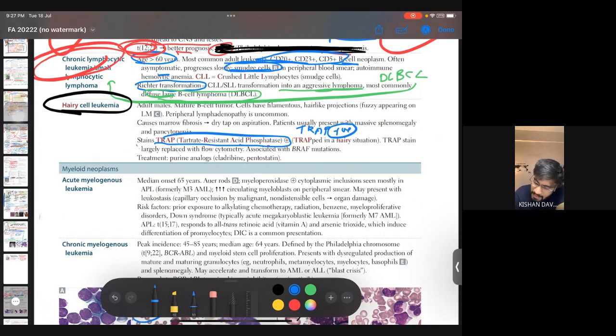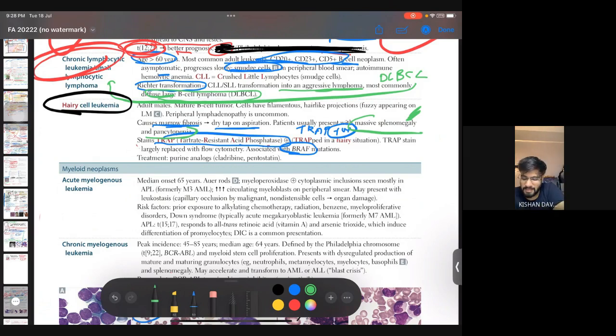BRAF mutation is important. On aspiration, it causes myelofibrosis, so you get a dry tap. One important point you need to remember: it is a leukemia with massive splenomegaly and pancytopenia. Massive splenomegaly is very important, because in all other leukemias we are not looking at splenomegaly. But in hairy cell leukemia, massive splenomegaly is very, very important.